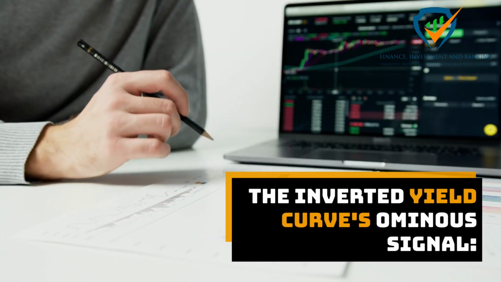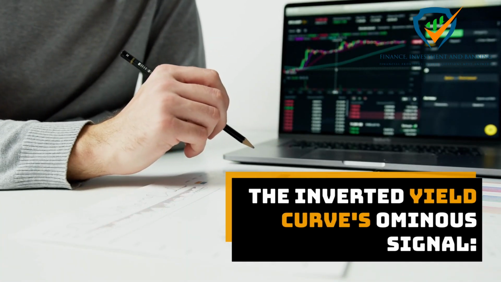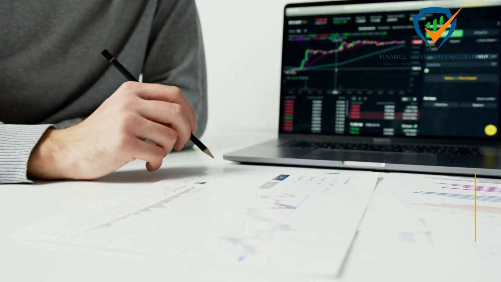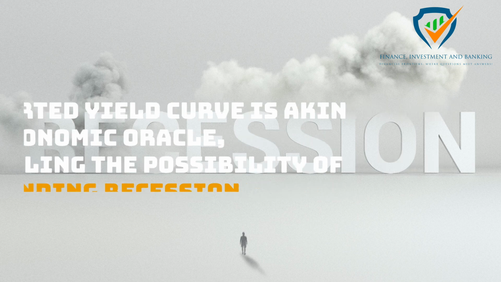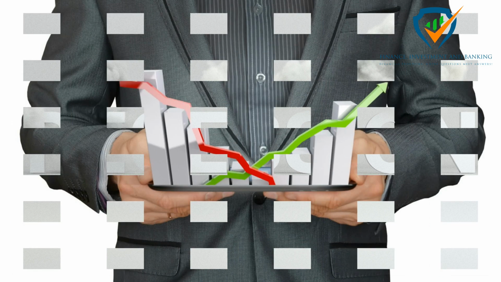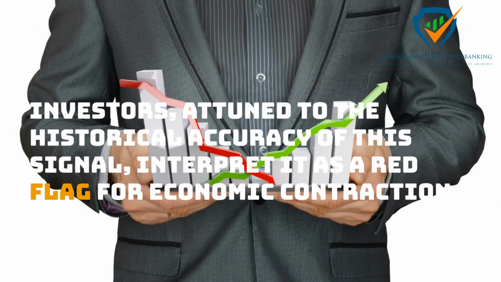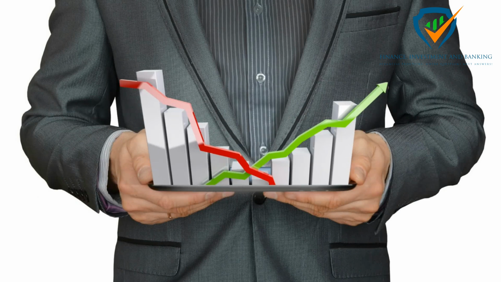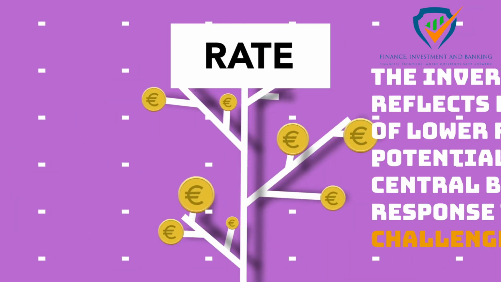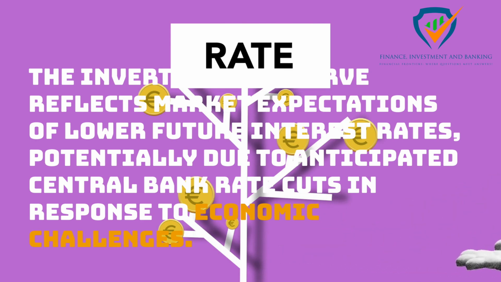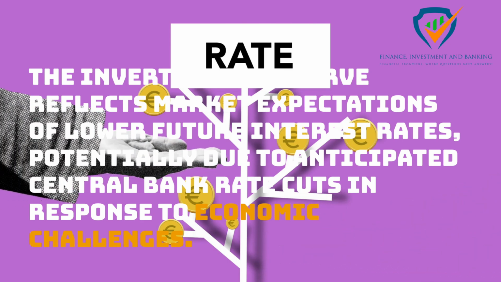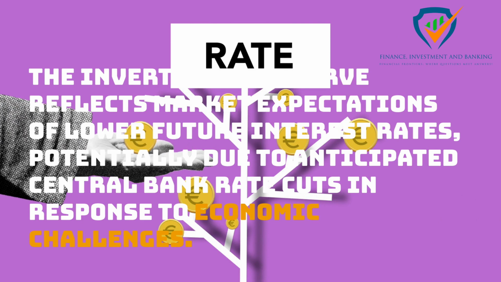The inverted yield curve's ominous signal. An inverted yield curve is akin to an economic oracle, foretelling the possibility of an impending recession. Investors, attuned to the historical accuracy of this signal, interpret it as a red flag for economic contraction. The inverted yield curve reflects market expectations of lower future interest rates, potentially due to anticipated central bank rate cuts in response to economic challenges.